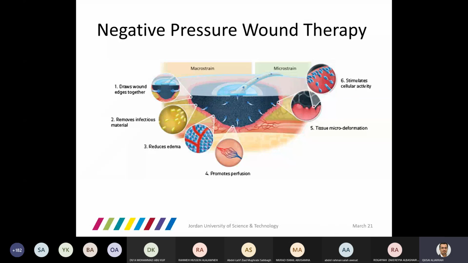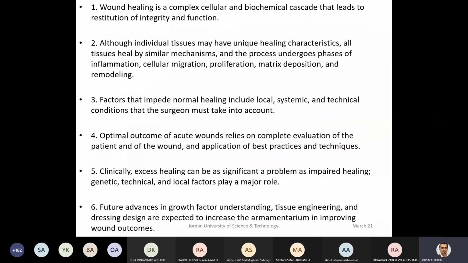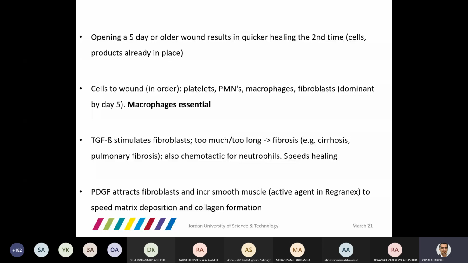This is a summary about what we have just mentioned. وحكيت لكم الأشياء المهمة كلياتها. Any questions?